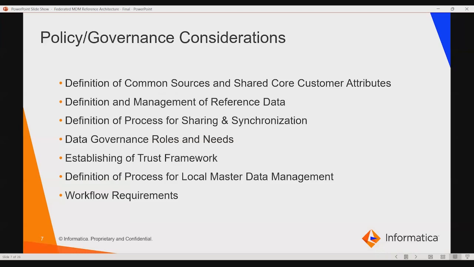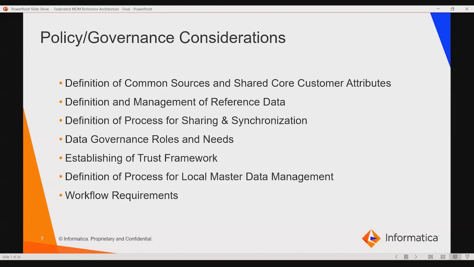Now, let me just expand on these points a little bit. Definition of common sources and shared core customer attributes. When we define what are the common sources, for example, let's say SFDC might be a common source for your organization across the globe. But there might be specific sources which carry specific geographical data in specific countries. Those are not universal sources for your organization. So in that case, we need to understand what are the policy or governance or regulations for that particular source.